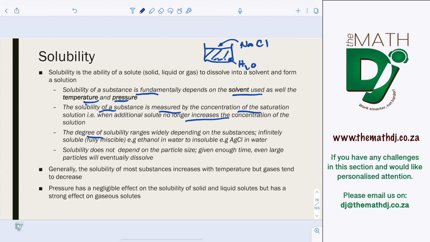The degree of solubility ranges widely depending on the substances. Infinitely soluble, which is fully miscible. E.g. ethanol in water is insoluble.